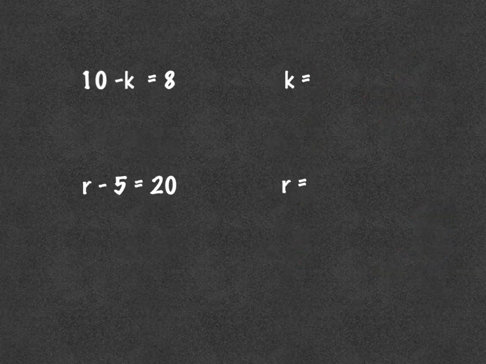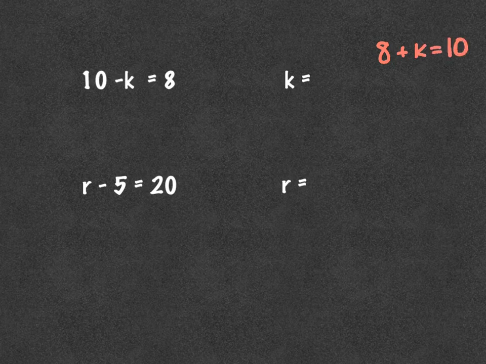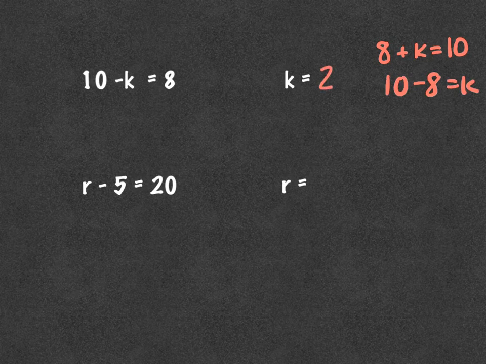All right, now we hit subtraction. So 10 minus K equals 8. So 10 minus what would equal 8? Another way that you can make a fact family here, 8 plus K equals 10, right? You could also think 10 minus 8 equals K. So K is going to equal 2.